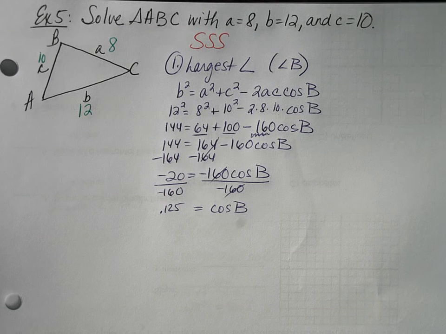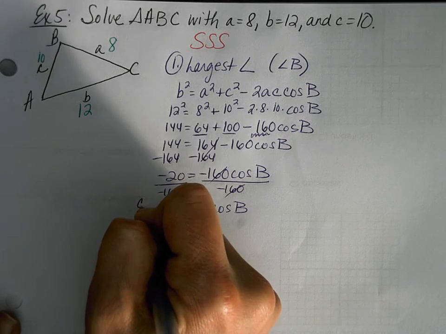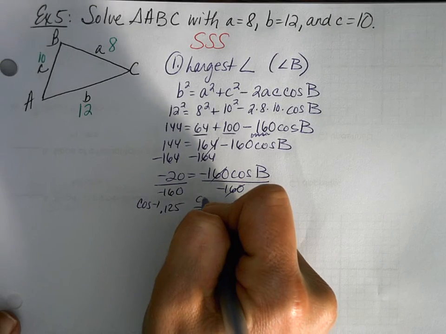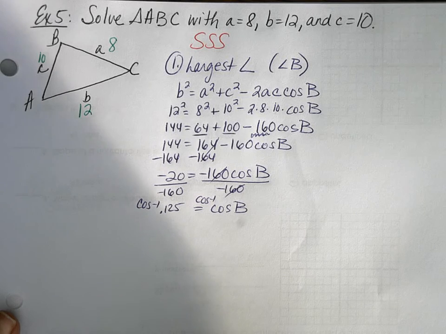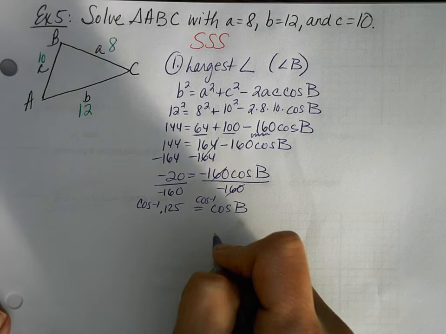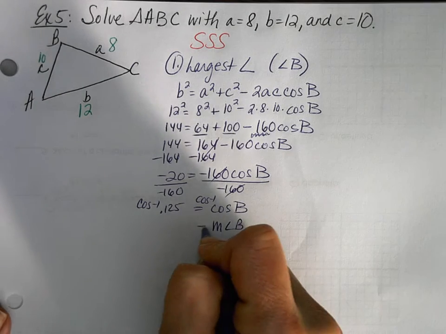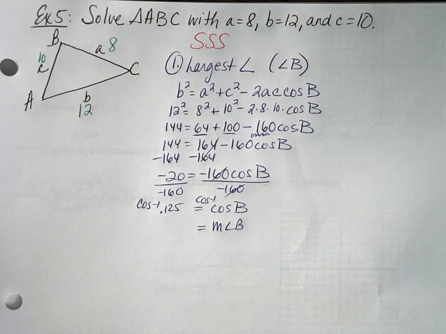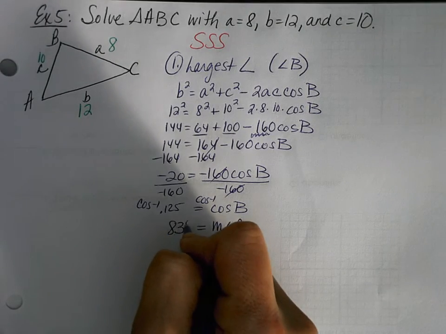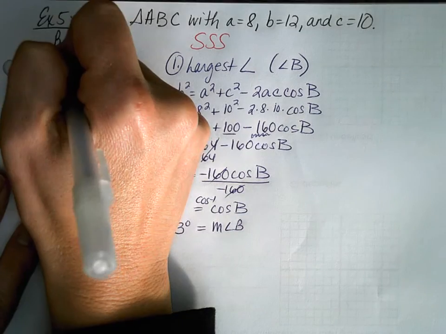Now, does that mean that my angle then is 0.125? Oh yeah, inverse what though? Beautiful. The cosine of my angle is 0.125. So to find the angle, to undo the cosine, I'm going to do inverse cosine. And what do we get for that angle B? 83 degrees when we round to the nearest degree. So angle B is 83 degrees.